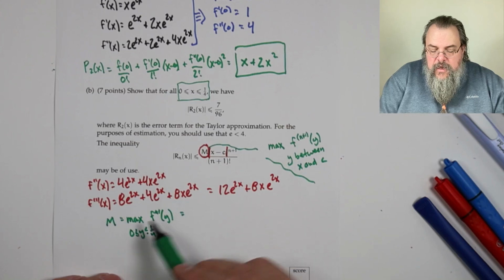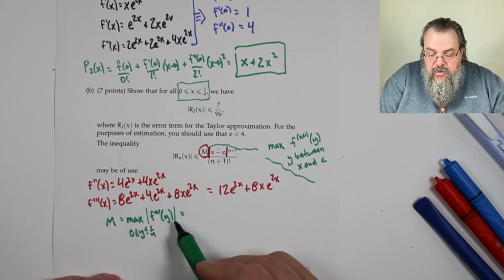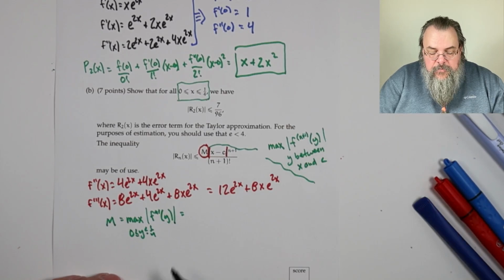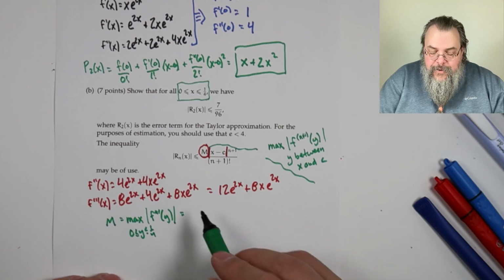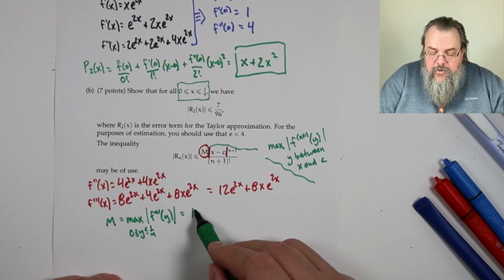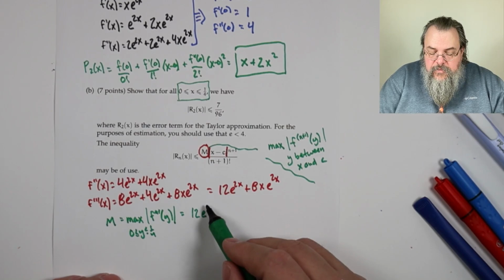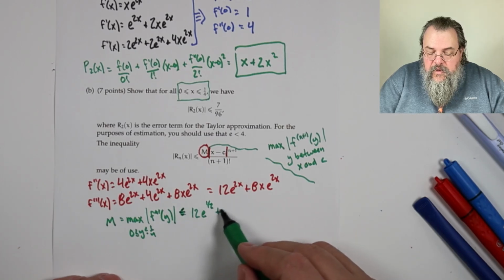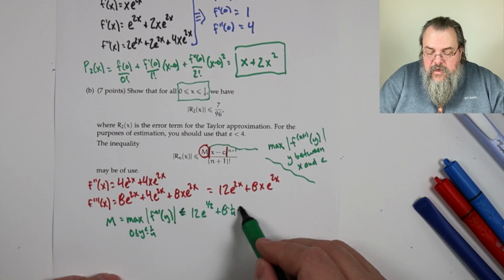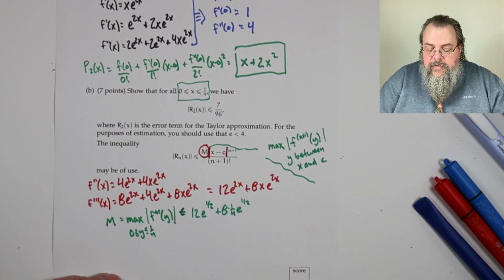So the max, m, which is this max of f triple prime of y, where we're between 0 and 1/4, well, technically there's an absolute value here, and I forgot to put it here, so let me put it here. Everything's positive, so we just plug in 1/4. And so that's 12e to the 2 times 1/4, which is 1/2, plus 8 times 1/4 e to the 2 times 1/4, which is 1/2.